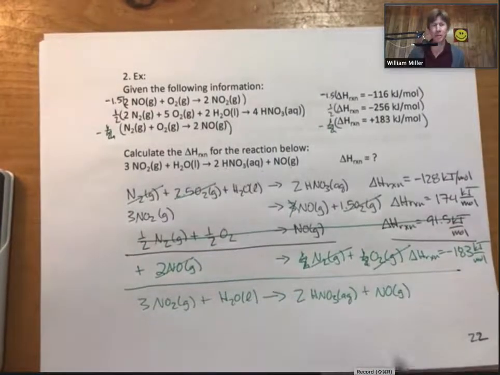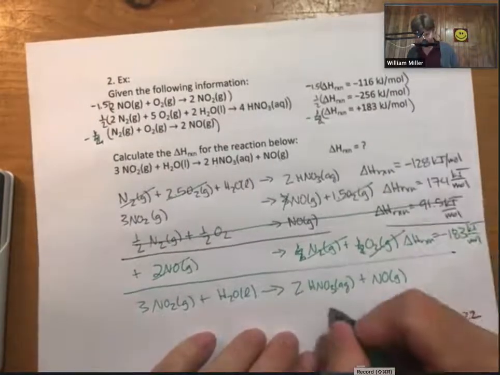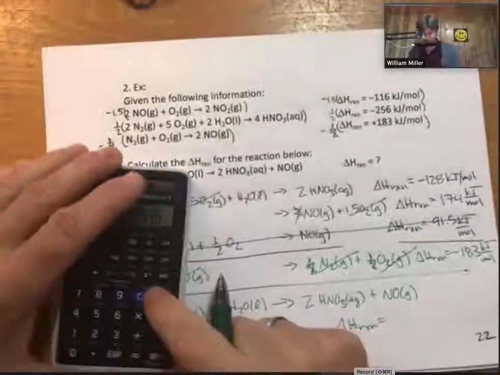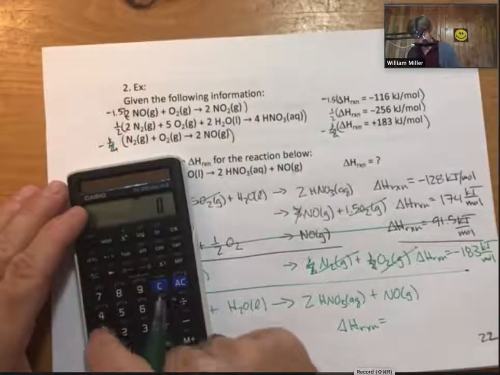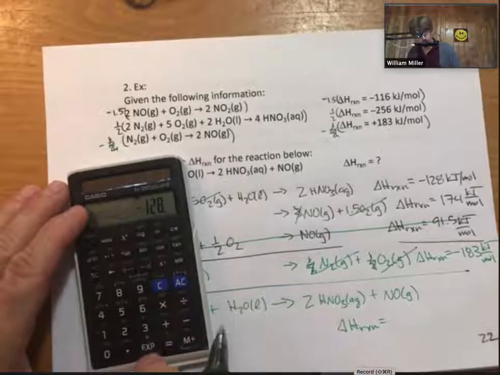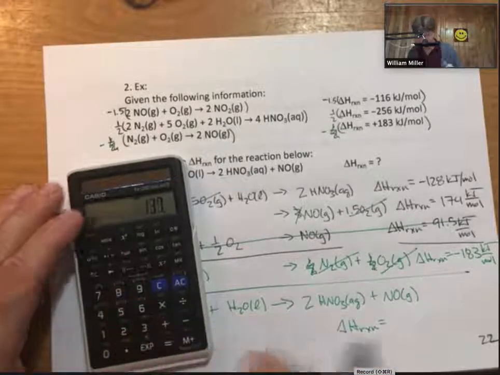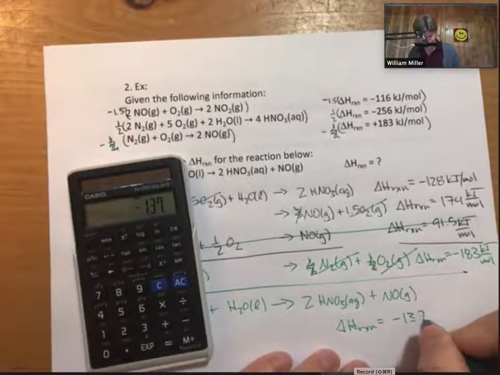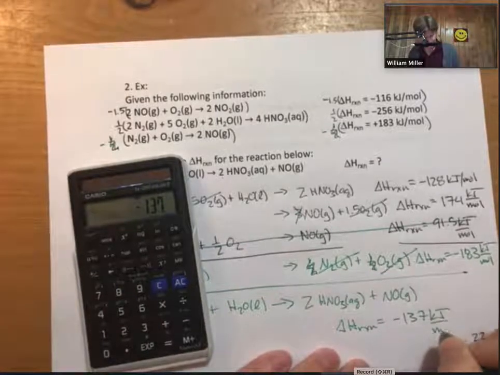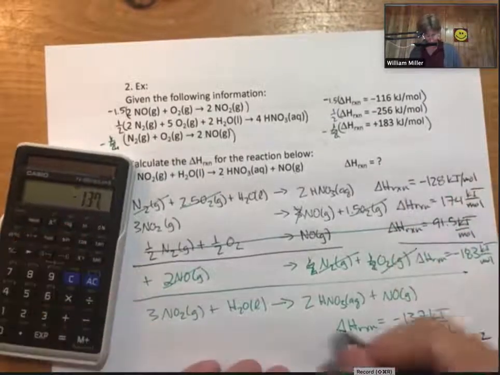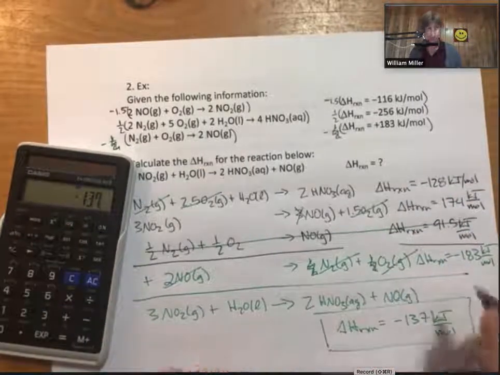A hard reaction to do, a somewhat hard reaction to solve for, and now my delta H for this final is going to be 128 plus 174 minus 183 minus 137 kilojoules per mole, and that looks right.